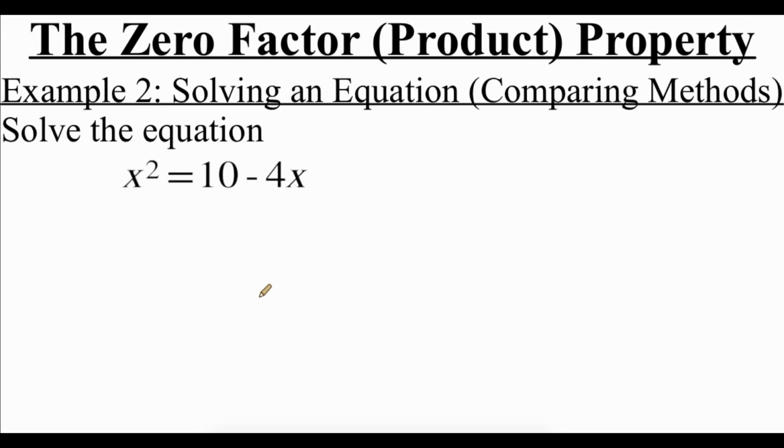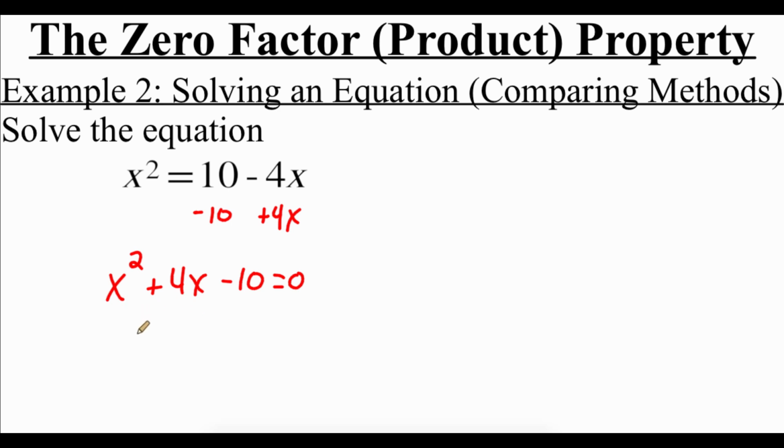We're going to look at another example of solving an equation, but we're going to solve it using two different methods. So we've got the equation x squared equals 10 minus 4x. I'm going to get everything on one side by subtracting the 10 and adding the 4x, and I'm going to put this in power descending order. So we're going to get x squared plus 4x minus 10 equals 0.